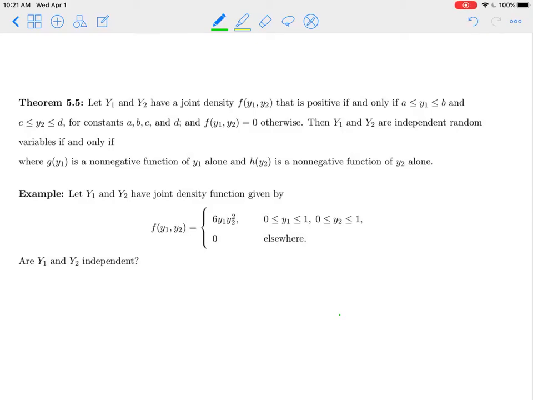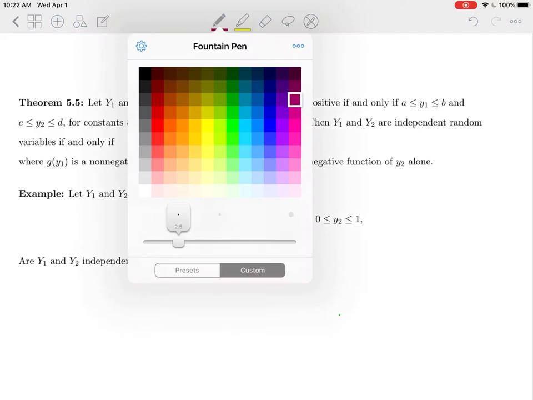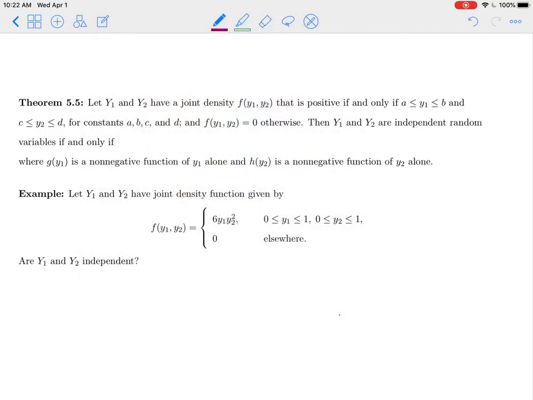In this video, we're going to take a look at a theorem dealing with independent functions and what must be true. And then we are going to see how that theorem can play out in a couple different examples. Let's take a look at our theorem.